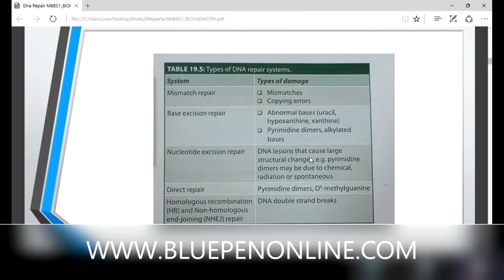Next, mismatch repair: mismatches, scoping errors. Base excision repair: abnormal bases, uracil, hypoxanthine and xanthine, pyrimidine dimers and alkylated bases. Nucleotide excision repair: DNA lesions that cause large structural changes, like pyrimidine dimers formed due to chemical agents, radiation or spontaneous. Direct repair: two factors, pyrimidine dimers and O6-methyl guanine. Then the last type of repair, homologous recombination and non-homologous end joining repair. In these cases, DNA double strand breaks.